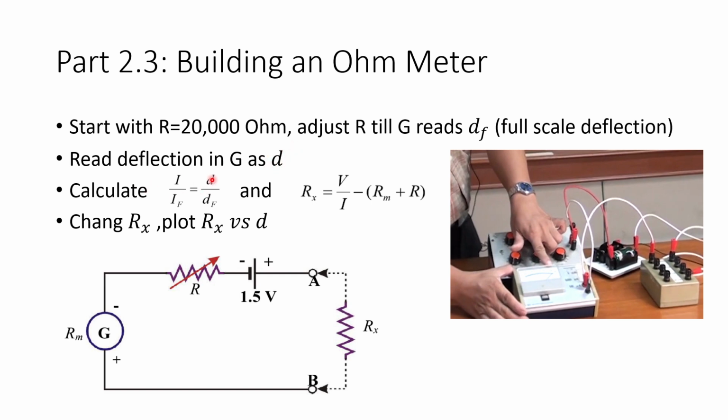Then you can calculate the current by dividing D by DF, and then multiplying that by IF, and then you can read the current. Once you know the current, you can calculate Rx, which is the unknown resistance that you connected. Read the Rx and then compare it to the Rx that you can actually calculate from this. Since you know R, and you know Rm from the previous part, you can read volts. You know what voltage it is right here, right? The voltage is 1.5 volts, and then you can read the current from the deflection. So calculate Rx and then compare it with the actual Rx that you put in.